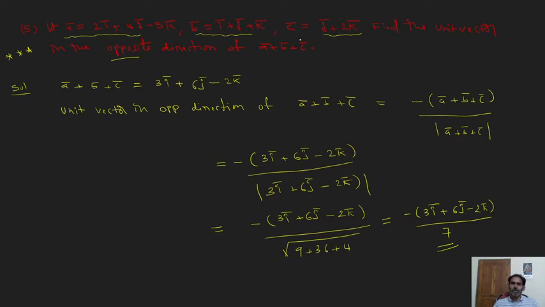So first of all find out A bar plus B bar plus C bar. After that, the formula: the unit vector in the opposite direction, if they ask, is minus of the given vector by the magnitude of the given vector. So that will be the answer. Very important problem. Next.